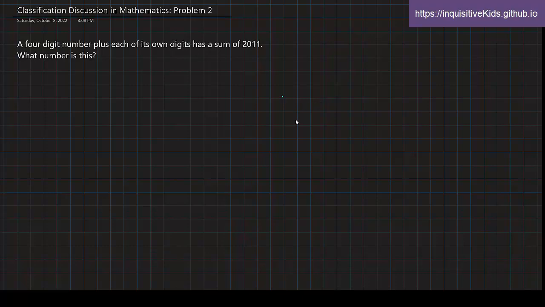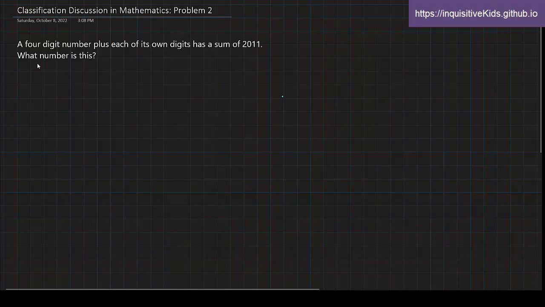Let's take a look at problem 2. A 4-digit number plus each of its own digits has a sum of 2011. What number is this? First, we need to translate what it's saying into numbers. We're not given any specific numbers except for 2011.